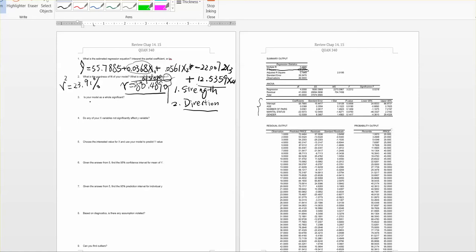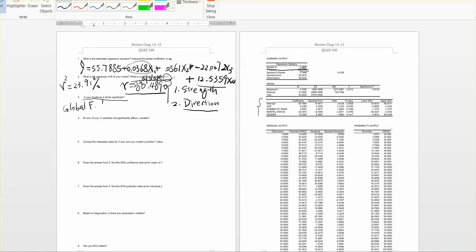And question number 3, is your model as a whole significant? So how can you do the interpretation? How can you answer this question? Actually, if you want to test the significance of the whole model, we will use the global F-test. So for this test, I will require you to write down the 4 steps.